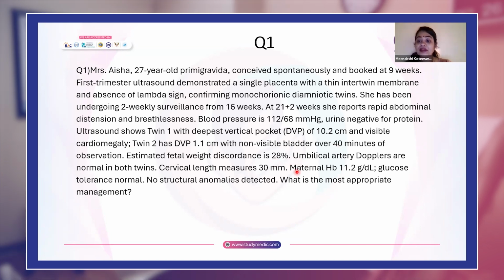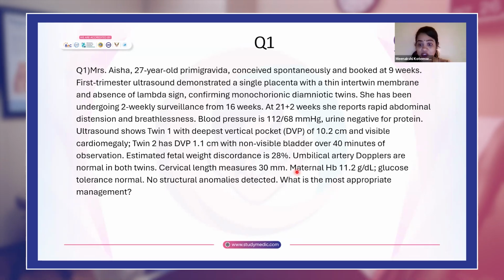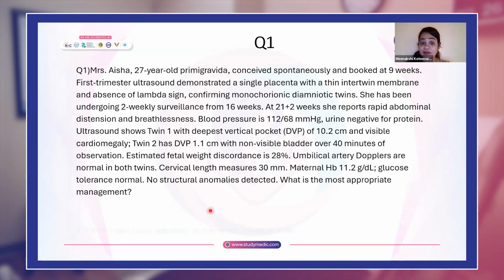and the cervical length measures 30 mm. Maternal HB is 11.2. There are no structural anomalies. Glucose tolerance is normal. What is the most appropriate management?